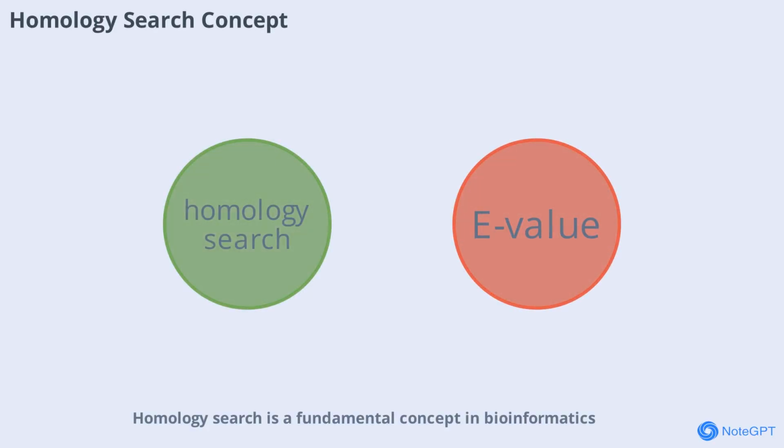Homology search is a fundamental concept in bioinformatics. It involves comparing DNA or protein sequences to identify similarities that may indicate evolutionary relationships or functional conservation. Tools like BLAST make this process accessible, allowing researchers to quickly find matches and interpret e-values, which measure the significance of the alignment. Understanding homology is crucial for gene annotation, functional prediction, and evolutionary study. By mastering homology search, you can uncover hidden connections between genes and proteins across different organisms.